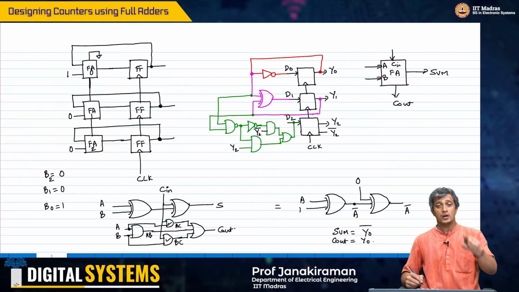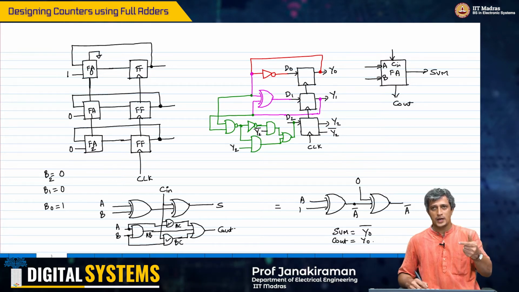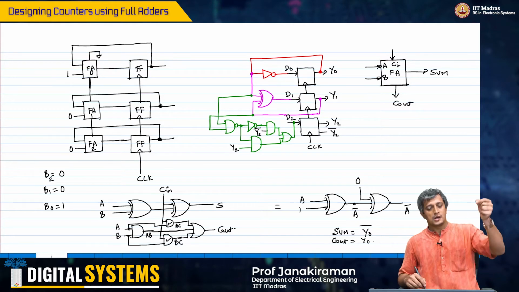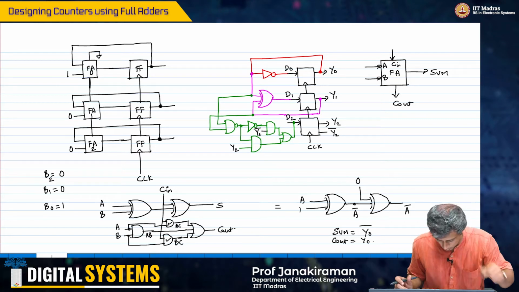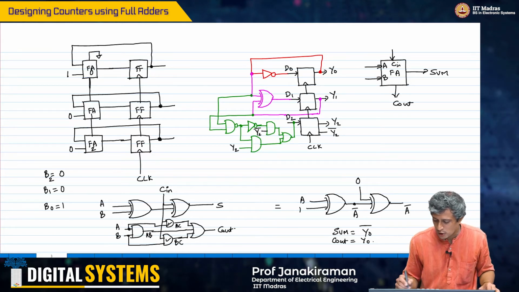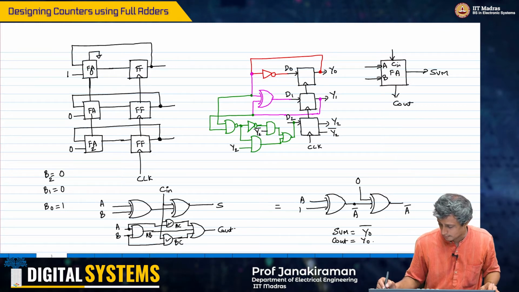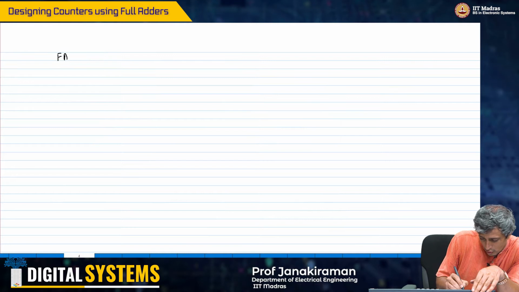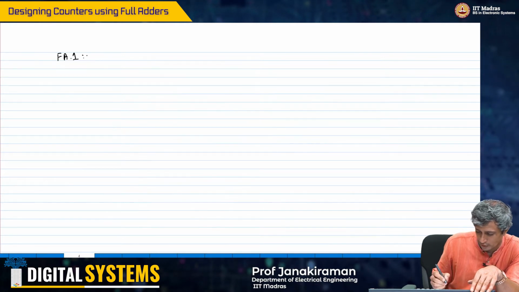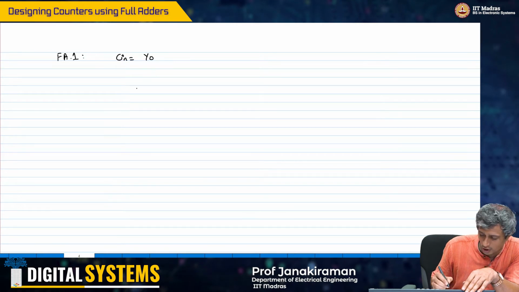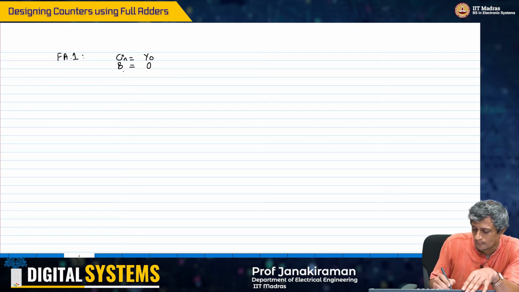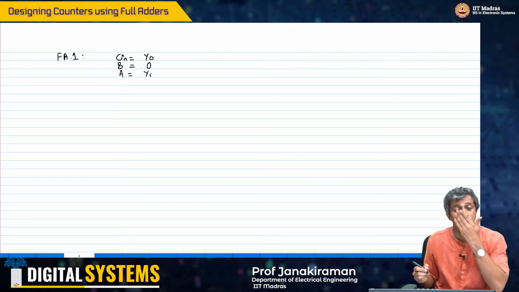right. So therefore in the next full adder 1, the carry in is Y0, A input is Y1, but B input is 0. So again you come back and evaluate this sequence of XOR gates here for full adder 1. So what you get is carry in equals Y0, B input equals 0 and A input equals Y1, okay.